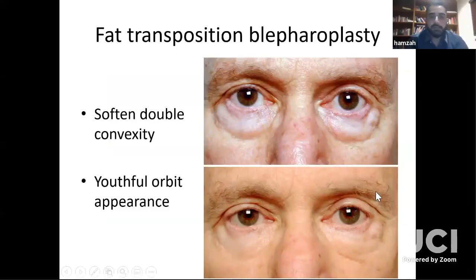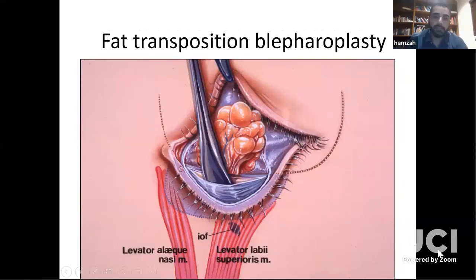And so here's an example of a patient who has lower eyelid bags, double convexity, and he's had a fat transposition blepharoplasty. It's a much nicer, smoother interface between the cheek and the lid. And just an anatomical diagram showing the subperiosteal dissection, and just to be careful of the infraorbital nerve as it emerges.